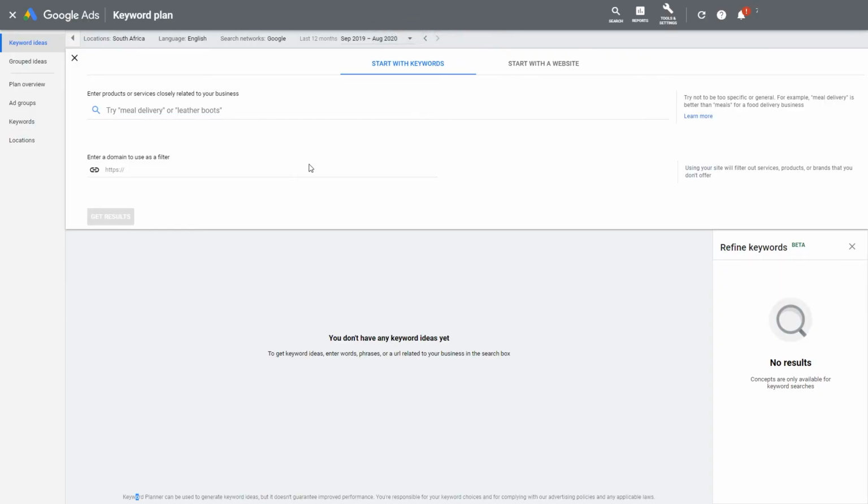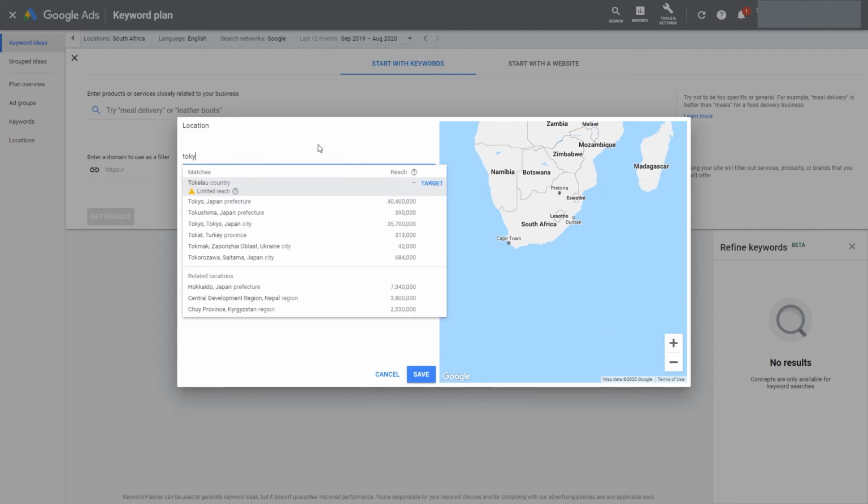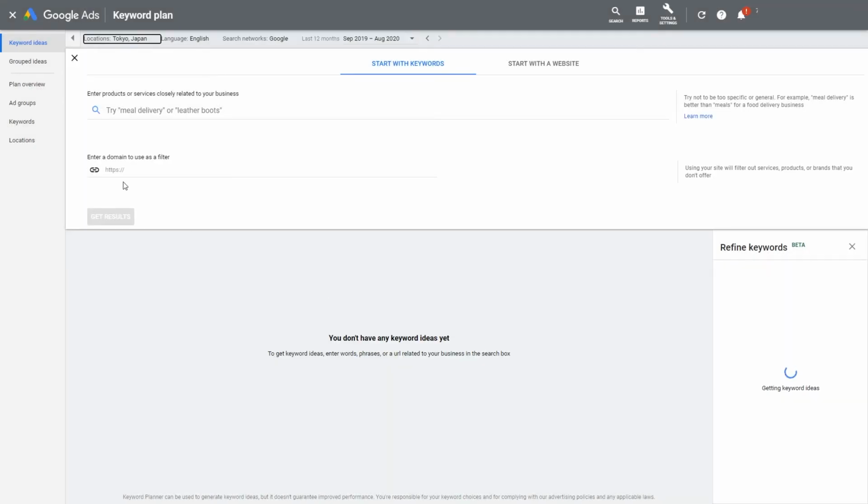Okay, so I'm in Google Keyword Planner right now, and what we're going to do is run a search for some keywords and add them all into a keyword plan. First of all, I'm going to change my location to Tokyo. And then I am going to search for some fitness related keywords. For the sake of this video, we're not going to go through everything, but I just want to show you how I do it.